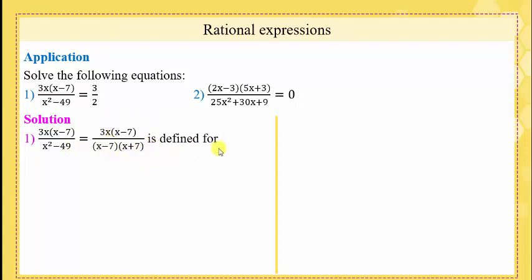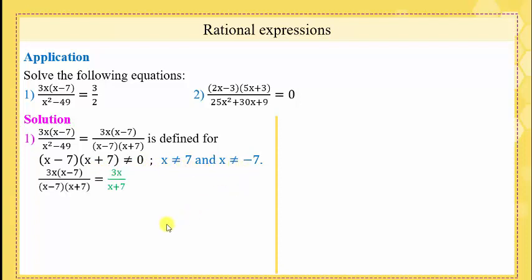This fraction is defined for the denominator different from 0. That is, (x minus 7) into (x plus 7) different from 0, so x different from 7 and x different from minus 7. Step 2, simplify. We put it in the factored form, and then we have x minus 7 as a common factor between the numerator and the denominator. So we simplify both by x minus 7 to get 3x over (x plus 7).